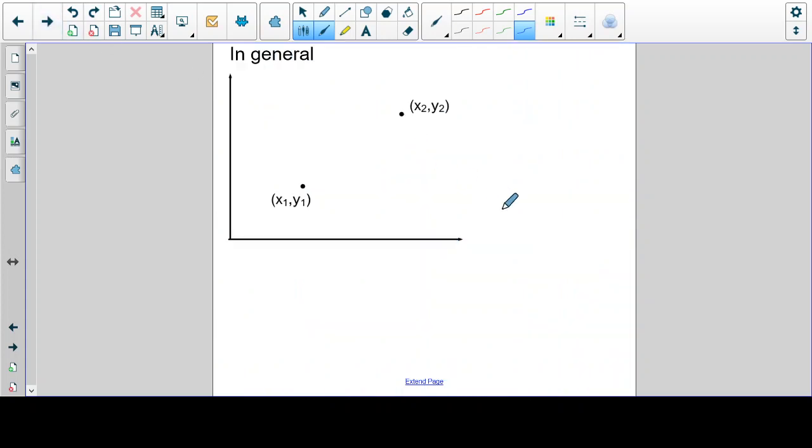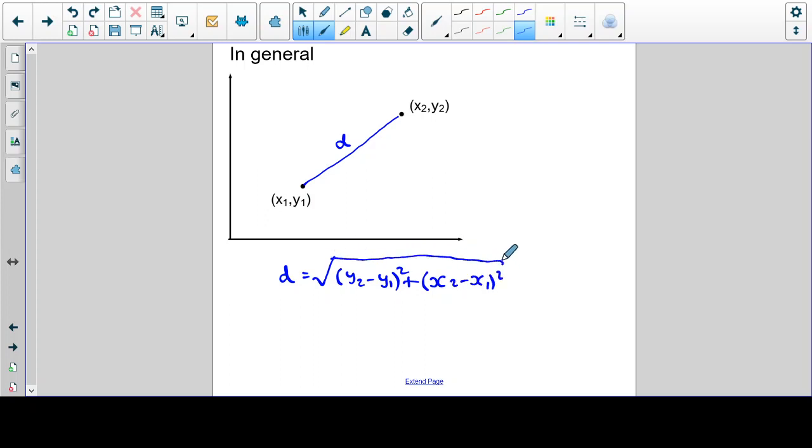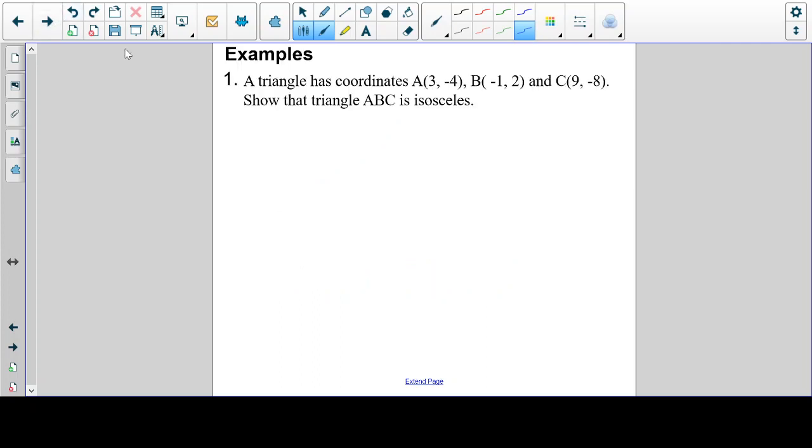So in general, we could write that as a formula. Call that length d, the difference between them. So it's the square root of the difference between the y's squared, and then the width of the triangle, x2 take x1 squared, all square rooted. That's a general formula for the distance between two points. We'll use that in a few examples.